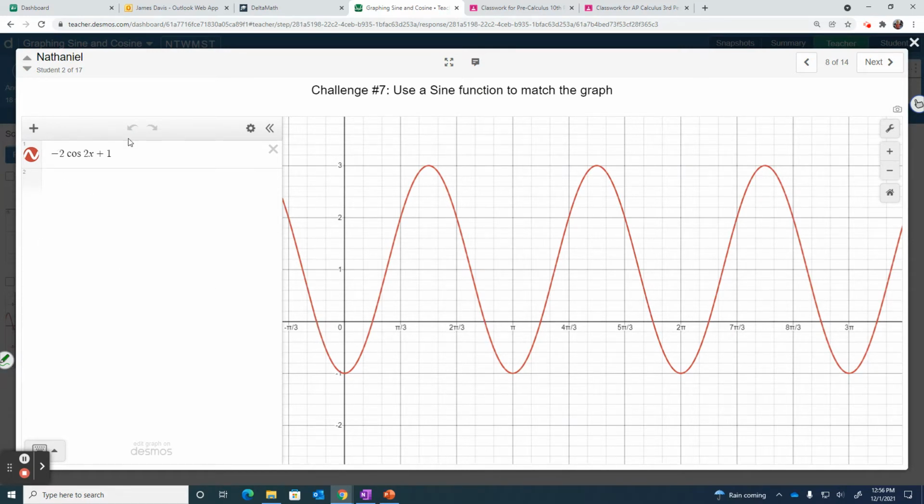So, it's a cosine that's been reflected, so we get a negative cosine. The amplitude is 2 because the midline is here, so that's a distance of 2. It also needs to shift up 1. And then the period is pi again, so then the b is 2 pi over pi, which cancels, so just 2 for the b.